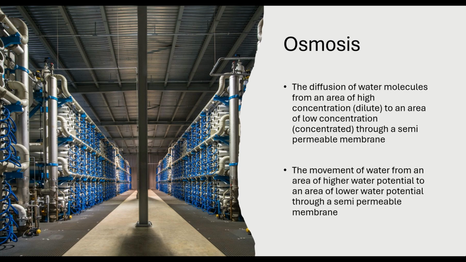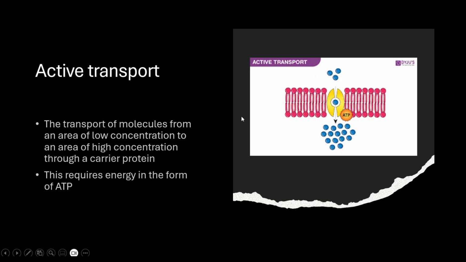Osmosis. So osmosis is the diffusion of water molecules from an area of high concentration, so a very dilute environment, meaning there's lots of water, to an area of low concentration, which is concentrated technically. If it's a low concentration of water, it means it's concentrated in other things. This is through a semi-permeable membrane. You need to say through a semi-permeable membrane; you can't just say movement from that to that. The more preferred A-level definition is the movement of water from an area of higher water potential to an area of lower water potential through a semi-permeable membrane.